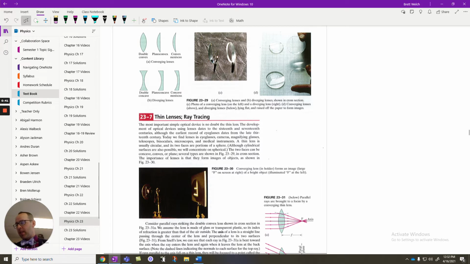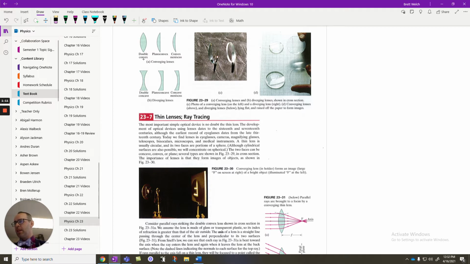But first thing we need to talk about is types of lenses, and we're going to have these 6 types of lenses. We have what's called double convex, meaning it's bubbled out on both sides. We have plano convex, meaning it's flat on one side. And then we have what's called a convex meniscus. They're both curved the same way. Then we have the double concave, the plano concave, and the concave meniscus. That's these 6 lenses up here.